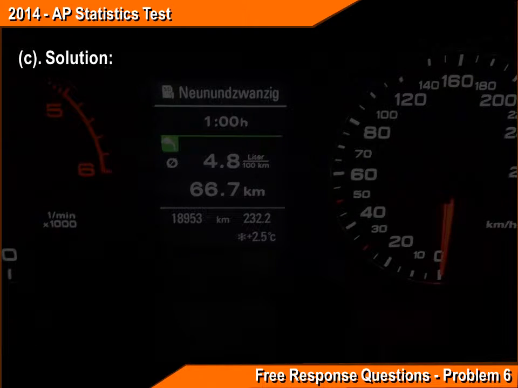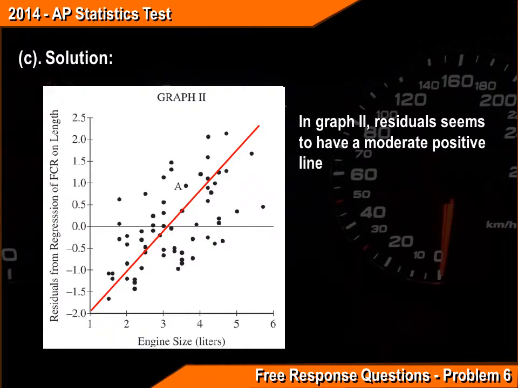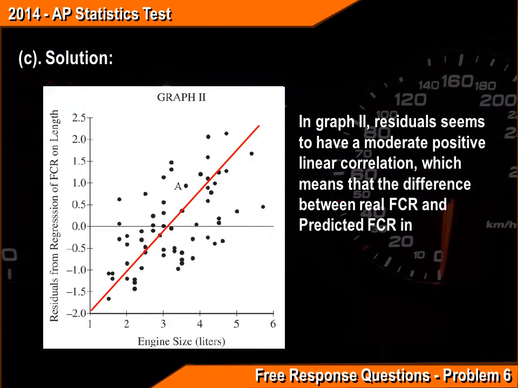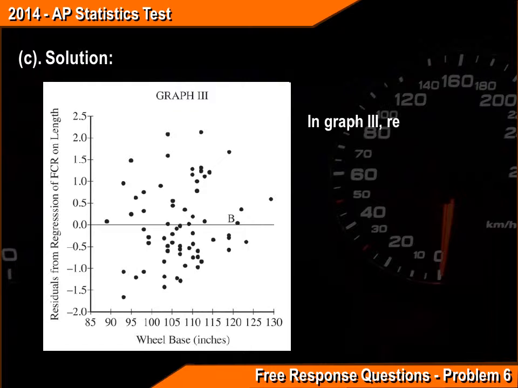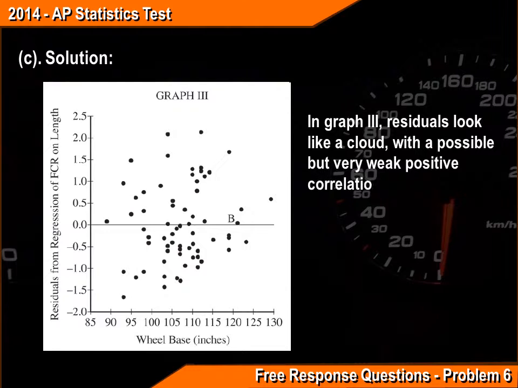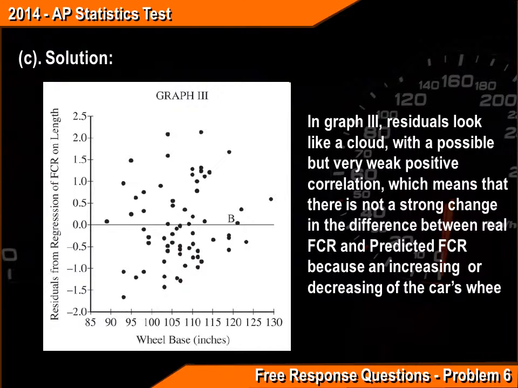To answer this question, we have to observe that in graph 2, residual seems to have a moderate positive linear correlation, which means that the difference between real FCR and predicted FCR increases as the car's engine size increases. In graph 3, residuals look like a cloud, with a possible but very weak positive correlation, which means that there is not a strong change in the difference between real FCR and predicted FCR because of an increasing or decreasing of the car's wheelbase length.